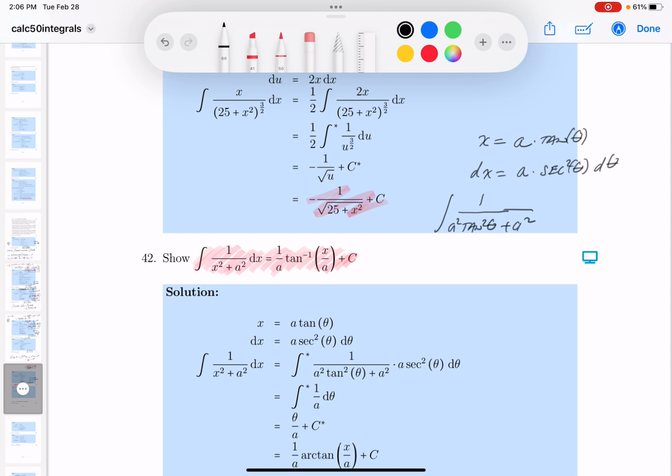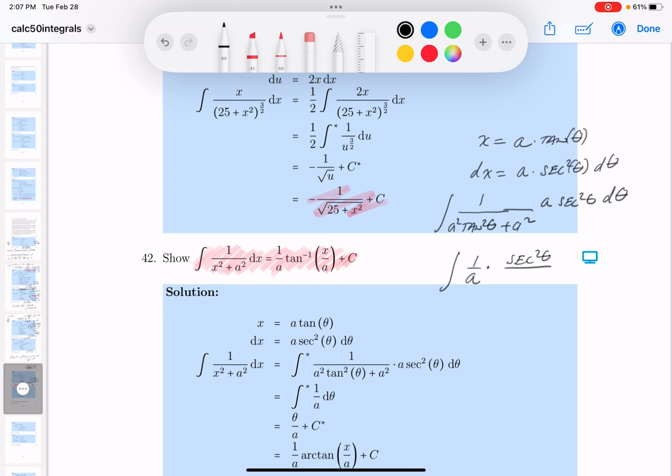And what's the dx going to be? The dx is just going to be that a secant squared theta. I'll write this over here. I got that part covered, and I think I could probably do that. And let's put this down for you. So I'm seeing that what a squared pulls out from the bottom and a pulls out in the top. So that's 1 over a. And then you're left with secant squared on top.